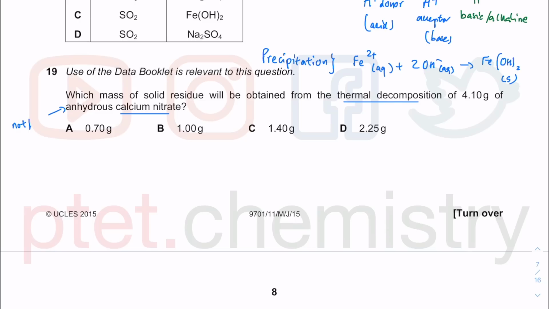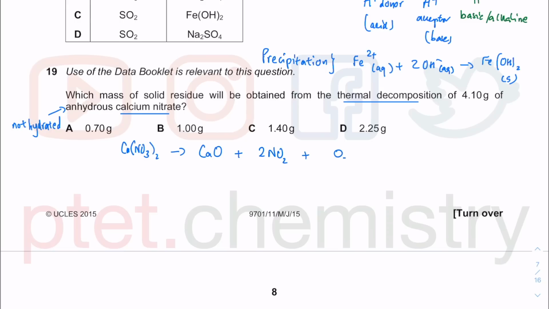Anhydrous means it is not hydrated, there is no water of crystallization. The first thing you should do really is write a balanced chemical equation. Group 2 nitrate decomposes to give you group 2 oxide. You also get nitrogen dioxide. This is a brown colored gas. I started with nitrate, 2 of them, so I get 2NO2.